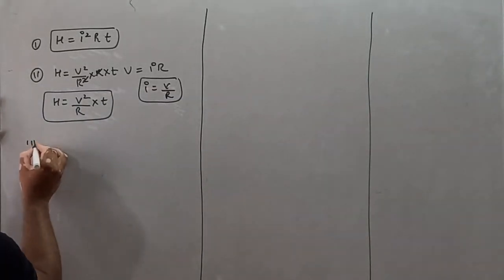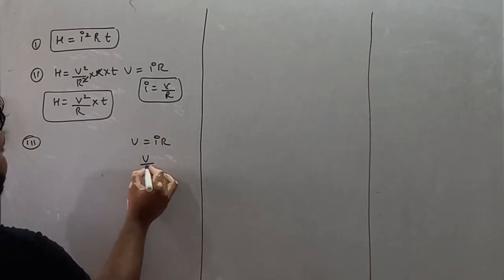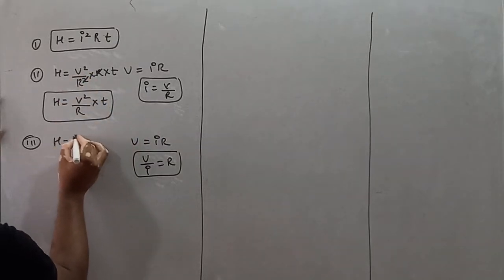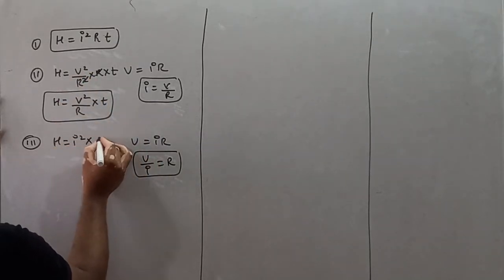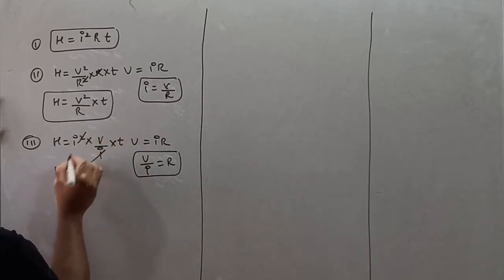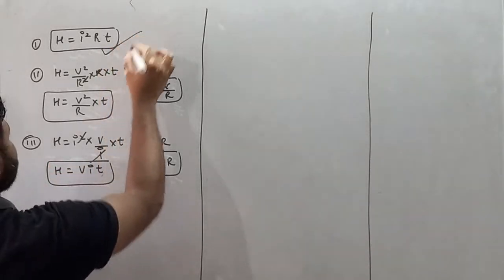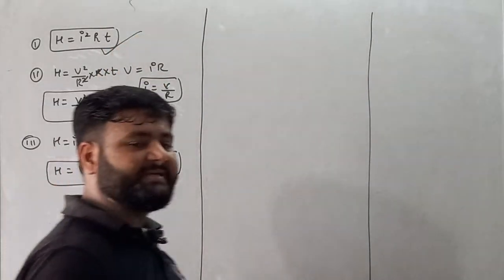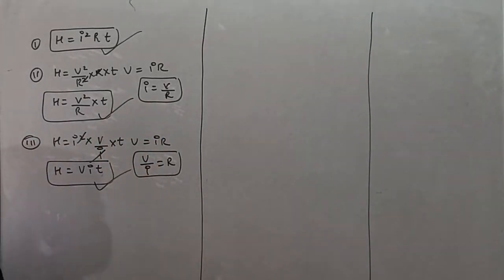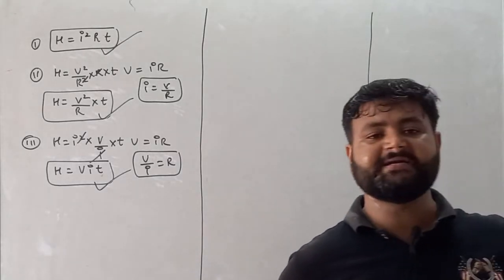And the third: if resistance is not given, V/I can be written instead of R. So H = I² × (V/I) × T. One I gets cancelled, so H = VIT. This is the first equation of Joule's law of heating, the second formula, and the third formula. These equations are all basically related to a resistor.